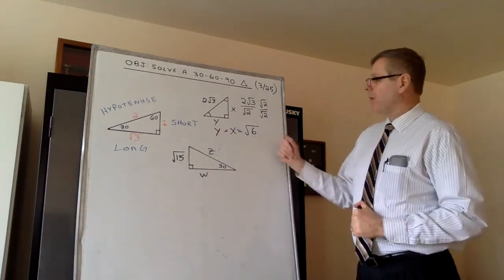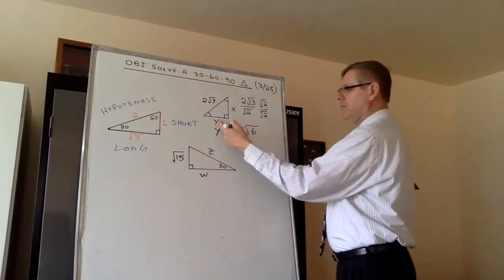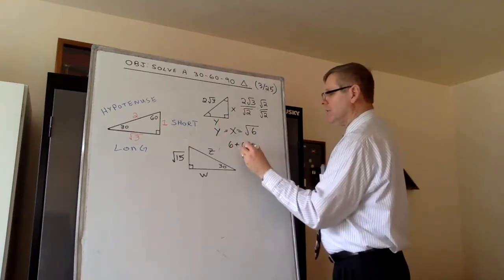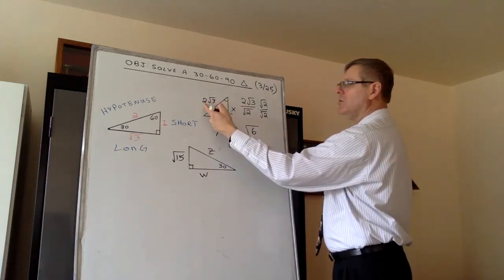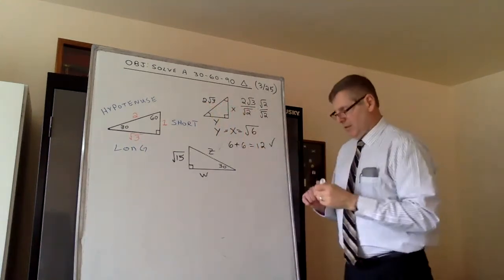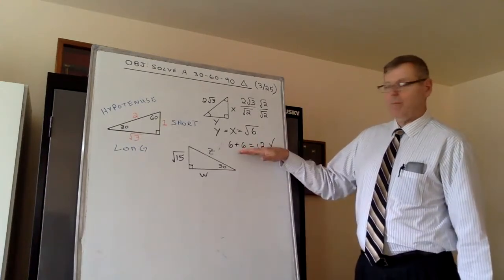I could check this problem by using the Pythagorean theorem. Square root of 6 times the square root of 6 is 6, plus the square root of 6 times the square root of 6 is 6. The square root of 2 times the square root of 3 is 2 times 2 is 4, times 3 is 12. It does, in fact, check, or the Pythagorean theorem conditions are met.